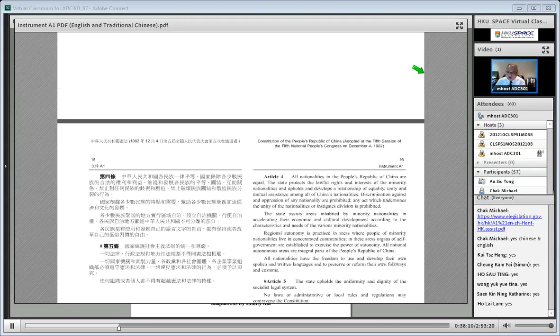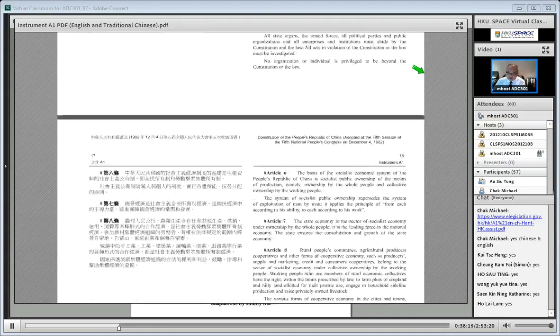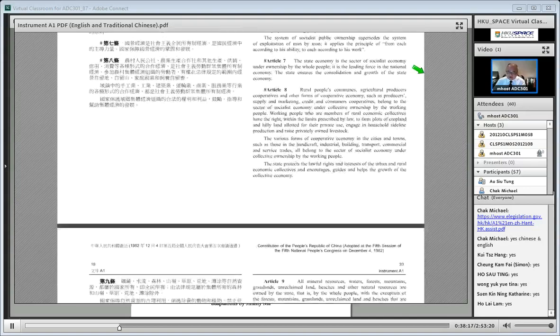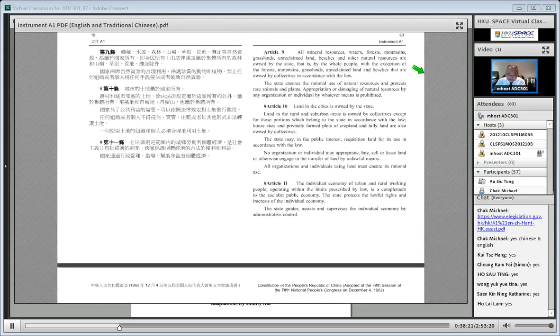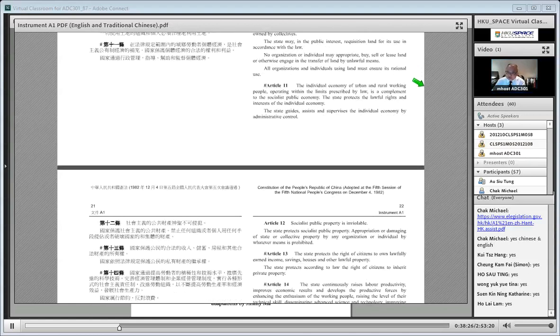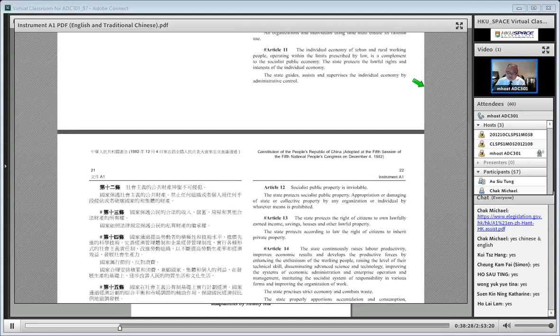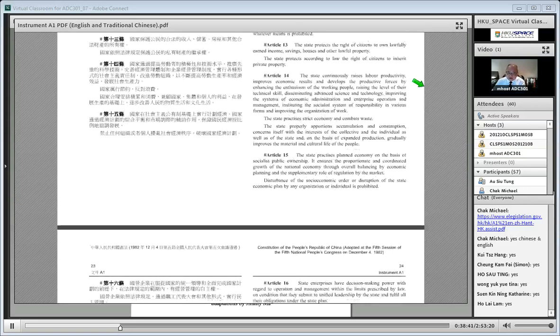In the case of Hong Kong, it is a special administrative region within the country, which is delegated with a high degree of autonomy, exercising administrative powers, legislative powers, and also independent power of adjudication, including the power of final adjudication through the Court of Final Appeal.